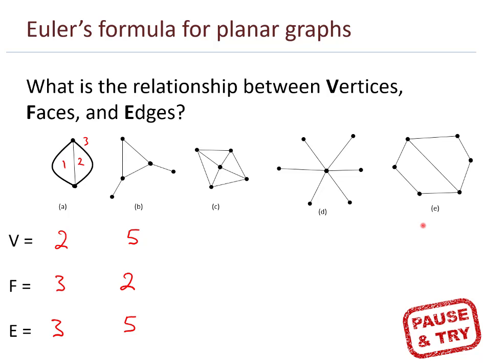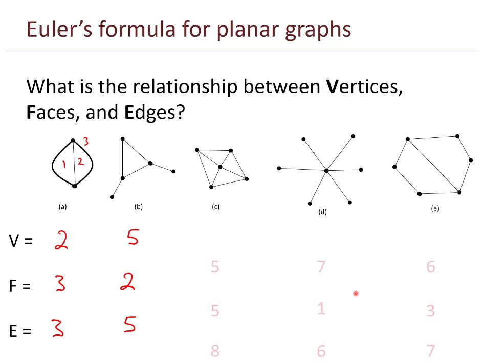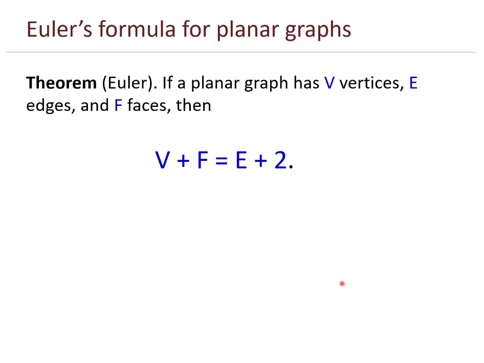Okay, welcome back. It turns out that the remaining numbers look like that, so hopefully you got those. And have you figured out the formula that relates V, F, and E? Here it is. This is Euler's theorem, well, one of Euler's theorems. If a planar graph has V vertices, E edges, and F faces, then V plus F equals E plus 2. So check that formula against all those numbers you saw on the previous slide. V plus F equals E plus 2.